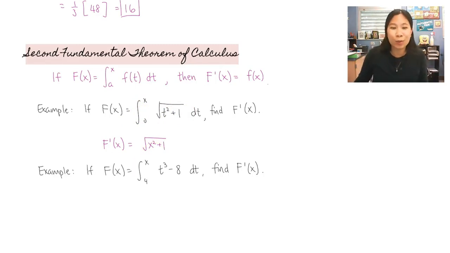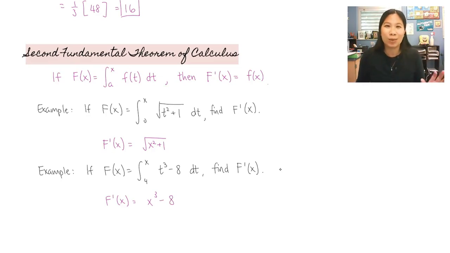So let me do another similar example so that you can be reassured that this is just this easy. This time we are looking at the integral from 4 to x, instead of 0 to x, of the function t cubed minus 8 dt, and we're finding the derivative again. So the derivative, like we said before, all I'm doing now is just using x instead of t. It'll just be x cubed minus 8.